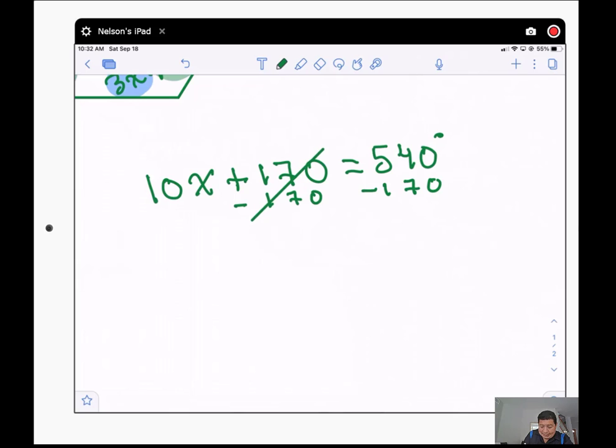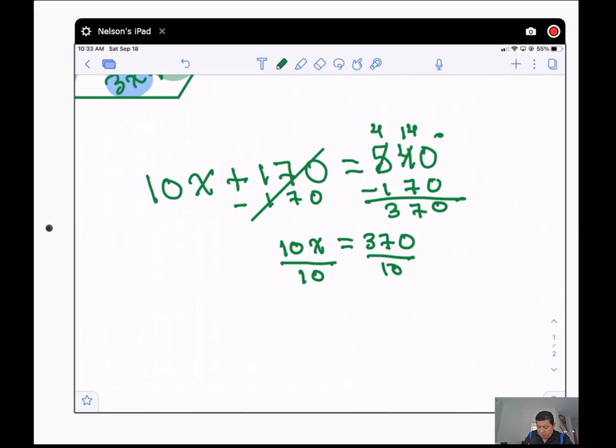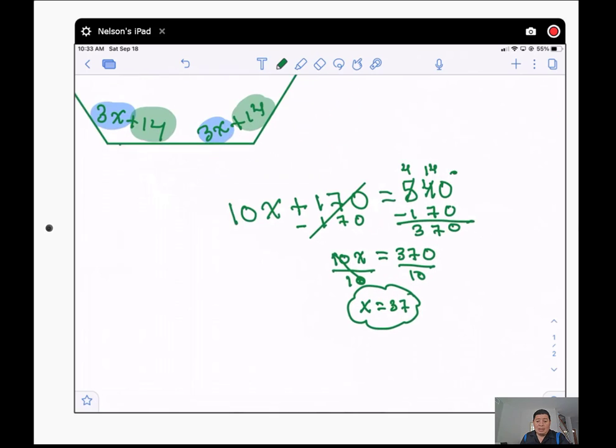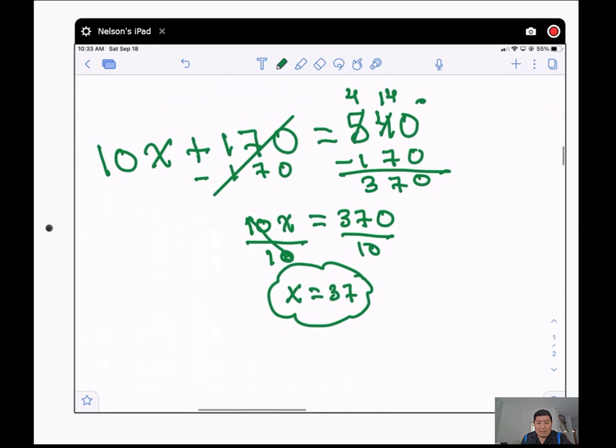These two are opposite. So we're going to be left with 10x is equal to, now over here, this becomes 0. 4 is going to have to borrow 10 from that, so that becomes 14. So then we're going to end up with 7 and 3. 370. Now we're going to introduce something called the division property of equality, which says to divide both sides by the exact same amount. And there you have it. Congrats, you have just solved for the value of x.